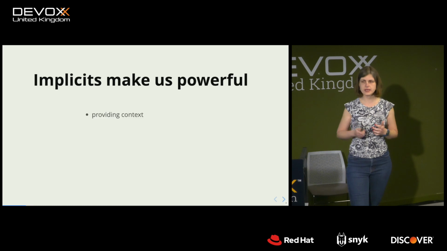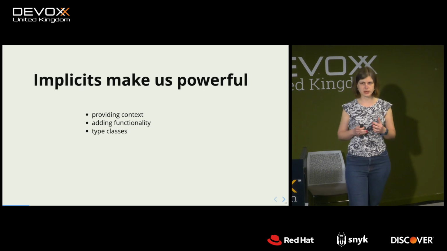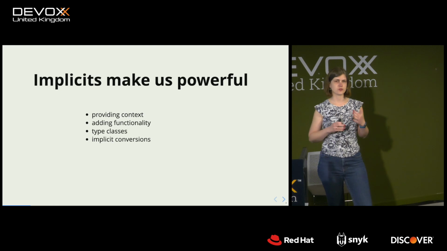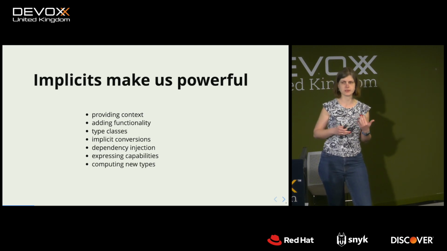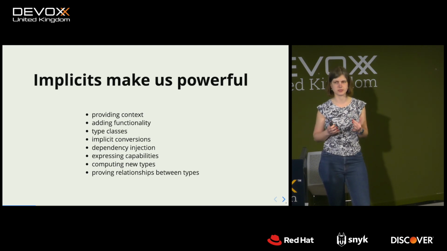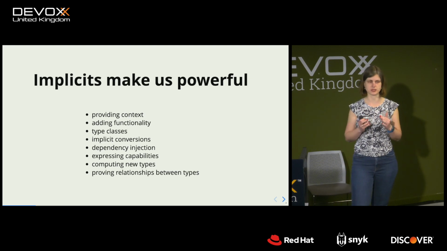abstraction. Apart from providing context, implicits are used to add functionality, to define type classes, which are an important feature of themselves, to provide implicit conversions between the types, to handle dependency injection, to express some capabilities, compute new types out of existing types, or prove to the compiler some relationship between the types. So that's one keyword for all those functions in Scala 2.